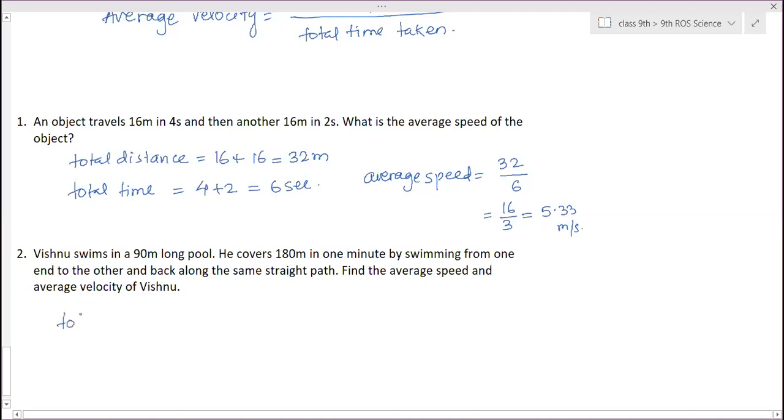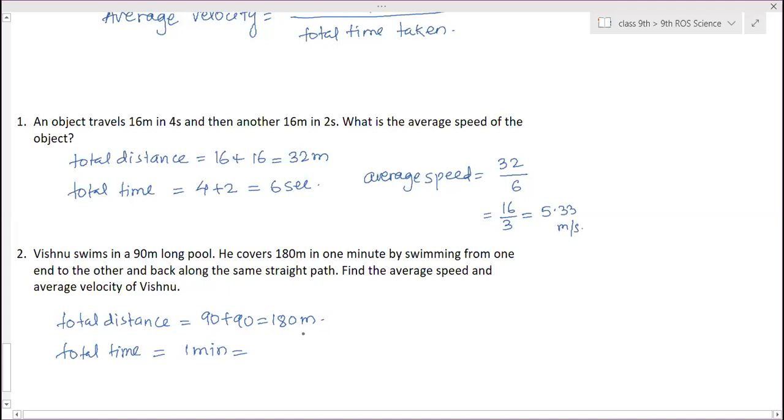What is the total distance? 90 plus 90. Yes, 90 plus 90, he's moving one side and again coming back, so that's 180 meters. What is the total time taken? 1 minute, which is equal to 60 seconds. So we have to find it either in meter per second or kilometer per hour.